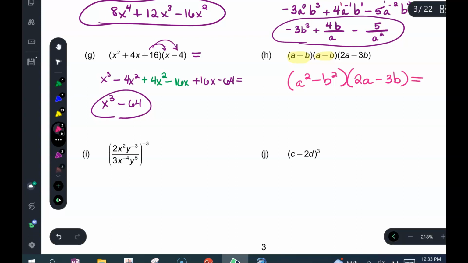So what do we get when we multiply? Do you want to give it a try? I'll do it. You want to try it? Okay. All right. Juliet's going to do it. Oh, we got a messy fraction, 1 coming up at I, and then a C minus 2D to the third.